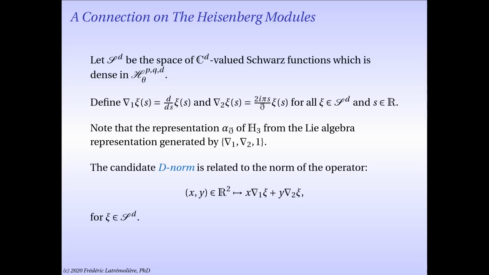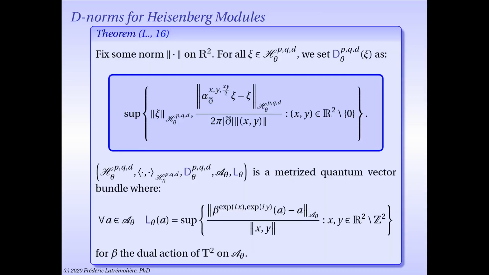Our candidate for a d-norm on the Heisenberg module is associated with a connection defined by sending an element x, y in R squared to the operator x times nabla 1 plus y times nabla 2. With quite a bit of effort, we then can obtain the following theorem.